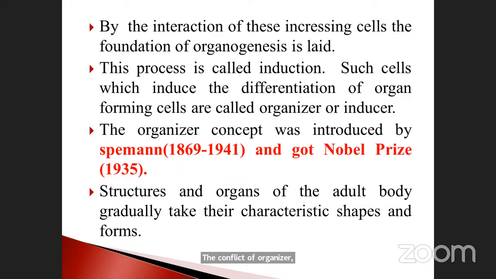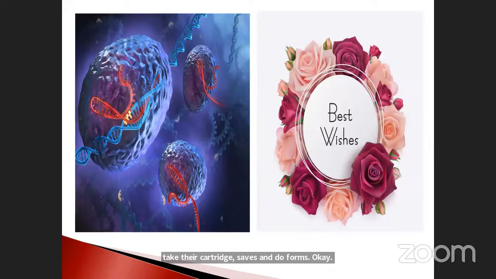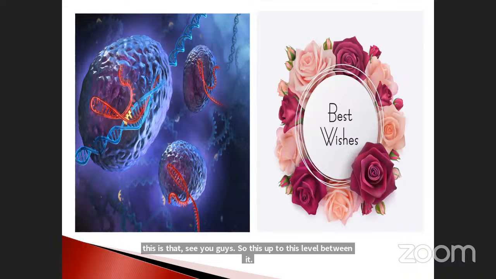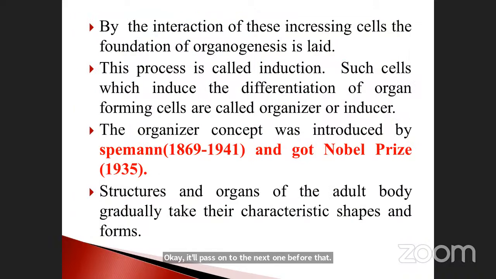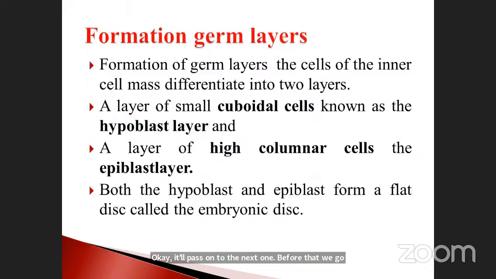The structure and organs of the adult body gradually take their characteristic shapes and forms. Okay, so this is it. Up to this level we have finished it. Okay, we'll pass on to the next one. Before that, we go to the summarizing. See what are the things we already discussed.